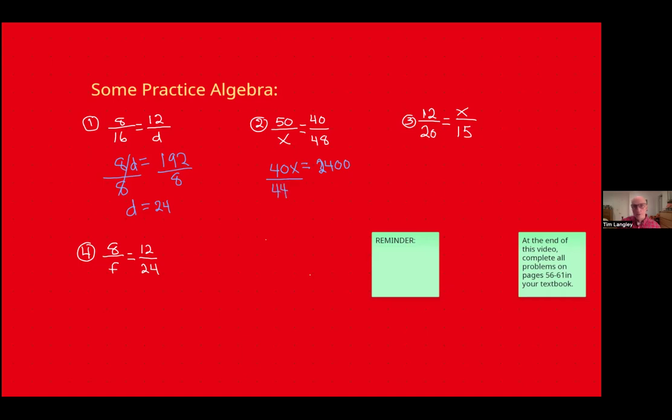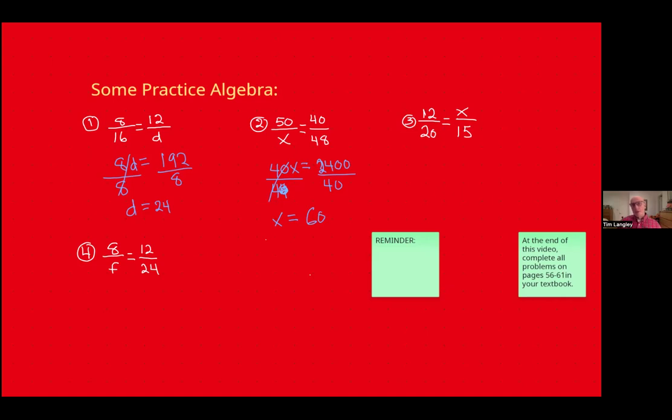Oops, I wrote 44 here, didn't I? Okay, that's a 40. Now, again, these two 40s cancel each other out because 40 divided by 40 is 1. So I'm left with x equals 2400 divided by 40, which gives me 60. So I've just solved for x. Let's do it a couple times more.